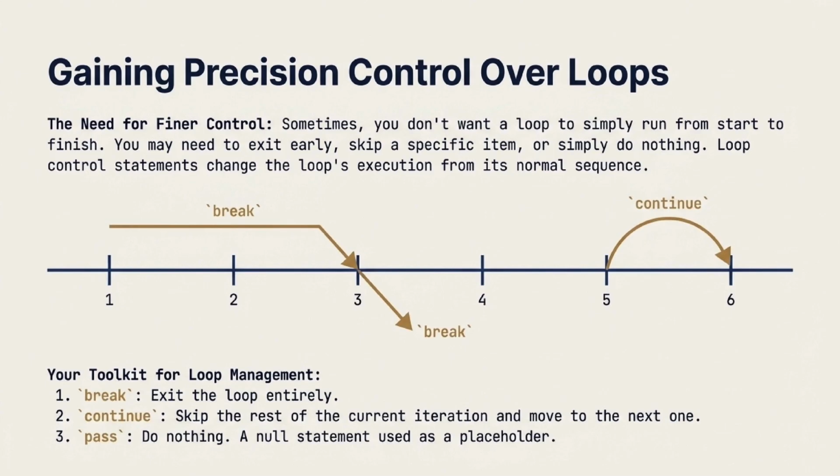The pass statement does nothing at all. It is used as a placeholder when a statement is required syntactically but no action is needed yet. This is useful during development when you want to write the structure of the code first and fill in the logic later. So, we can say break exits the loop completely. Continue skips the current iteration. Pass does nothing and acts as a placeholder. Using these statements gives you precise control over loops, making your programs more flexible and efficient.